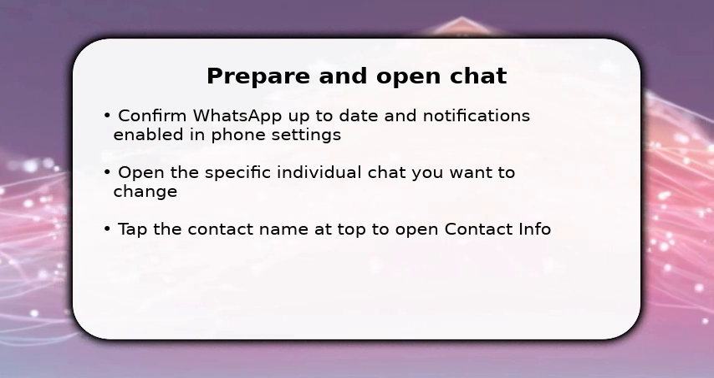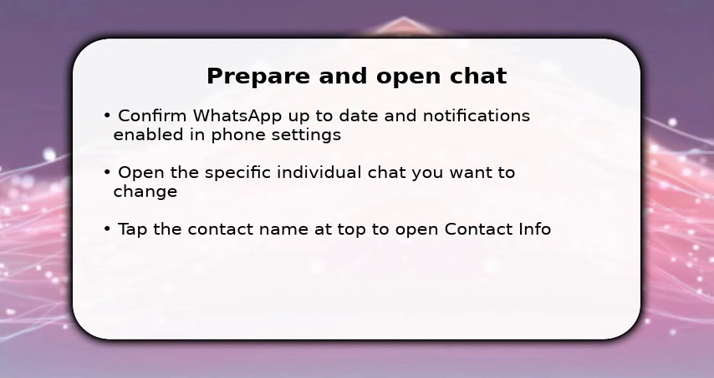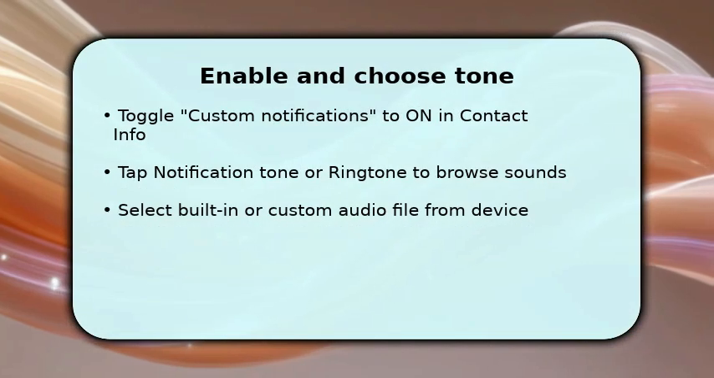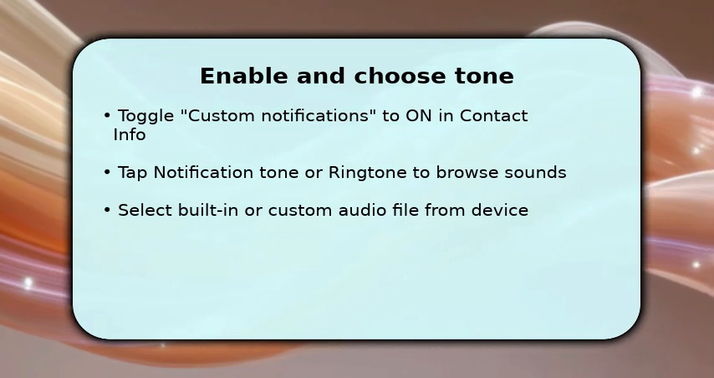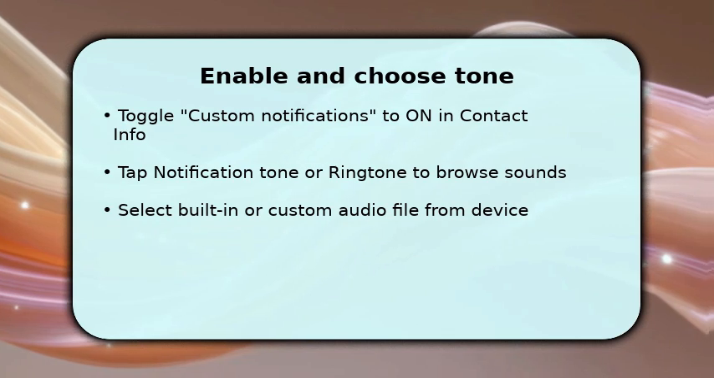Now that contact info is visible, proceed to the Custom Notifications section to set a unique sound for this single contact. Once contact info shows, locate and toggle Custom Notifications on. This reveals personal alerts just for that contact.